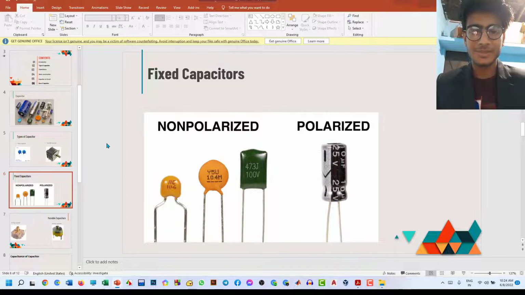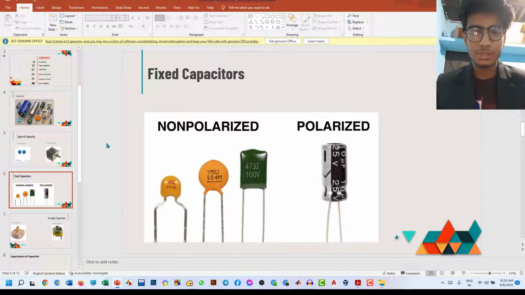First of all, I will talk about polarized capacitor. A polarized capacitor is one that has specific positive and negative polarities. While using these capacitors in a circuit, care should always be taken that they are connected with the correct polarities.